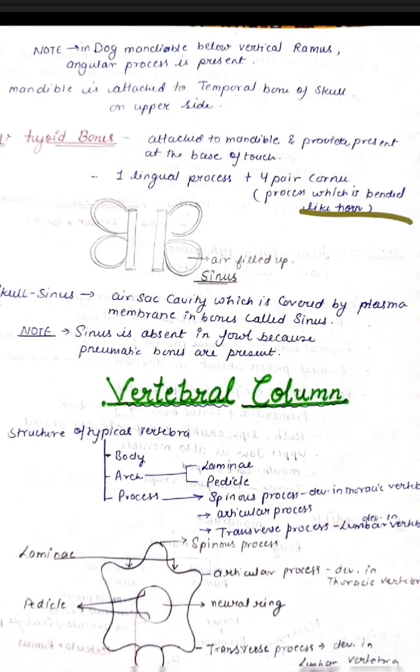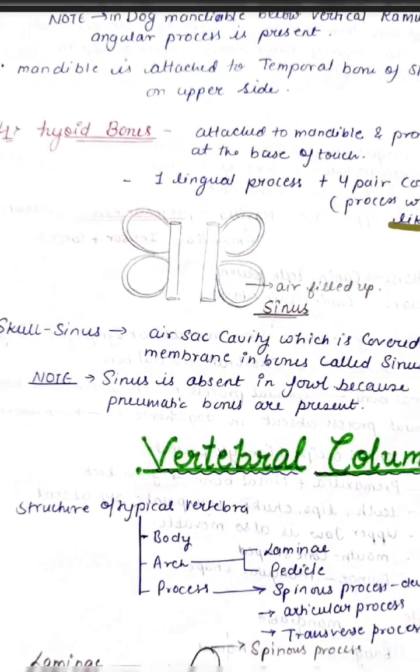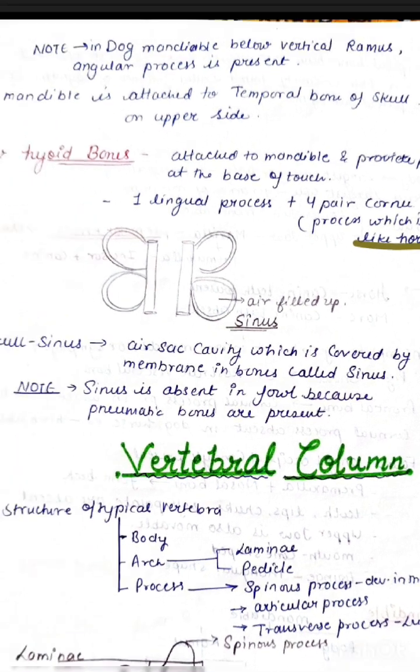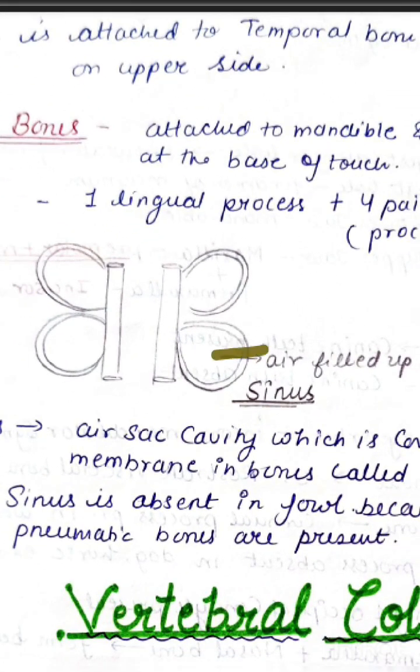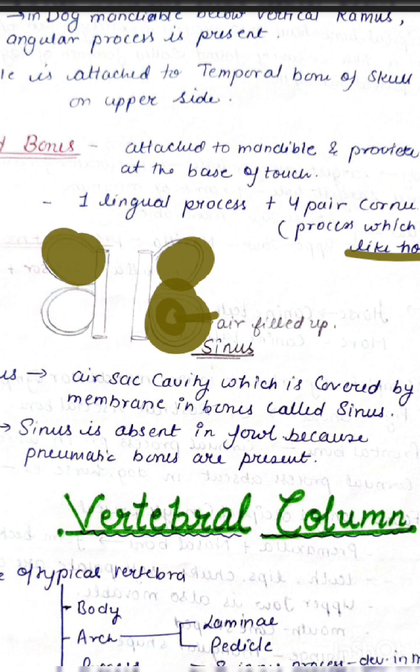The skull sinus is an air sac-like cavity covered by a mucous membrane in the bones. This is known as the sinus, an air-filled space. This is the air-filled space, so it is known as the sinus.